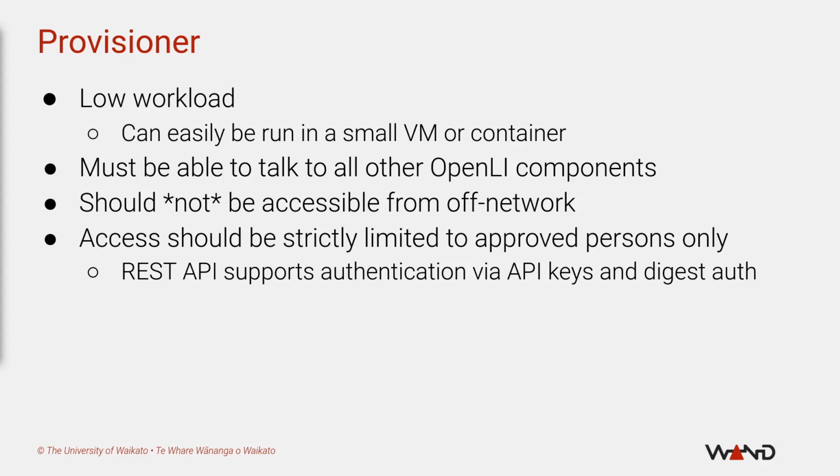However, for security reasons, the provisioner should not be reachable from outside of your network. Otherwise, malicious actors could use your provisioner to interfere with ongoing intercepts, or even to use the provisioner to start intercepts and have that intercepted traffic forwarded to them. Even on-network access to the provisioner should be strictly limited to a very small number of approved personnel only. And to assist with this, the OpenLI REST API supports enforcing authentication via either API keys or by using HTTP digest auth headers.